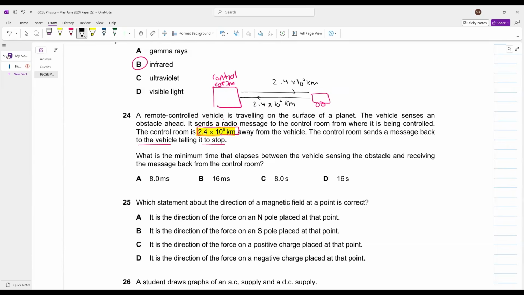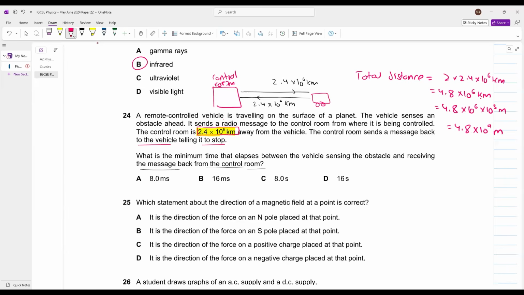What is the minimum time that elapses between the vehicle sensing the obstacle and receiving the message back from the control room? Okay, very easy. First of all, can you realize total distance क्या हो जाएगा? The total distance will be 2 times 2.4 × 10^6 kilometer. What does this come out to be? 4.8 × 10^6 kilometer. किलो की जगह क्या लगा देंगे? 10^3 meters. This comes out to be 4.8 × 10^9 meters.